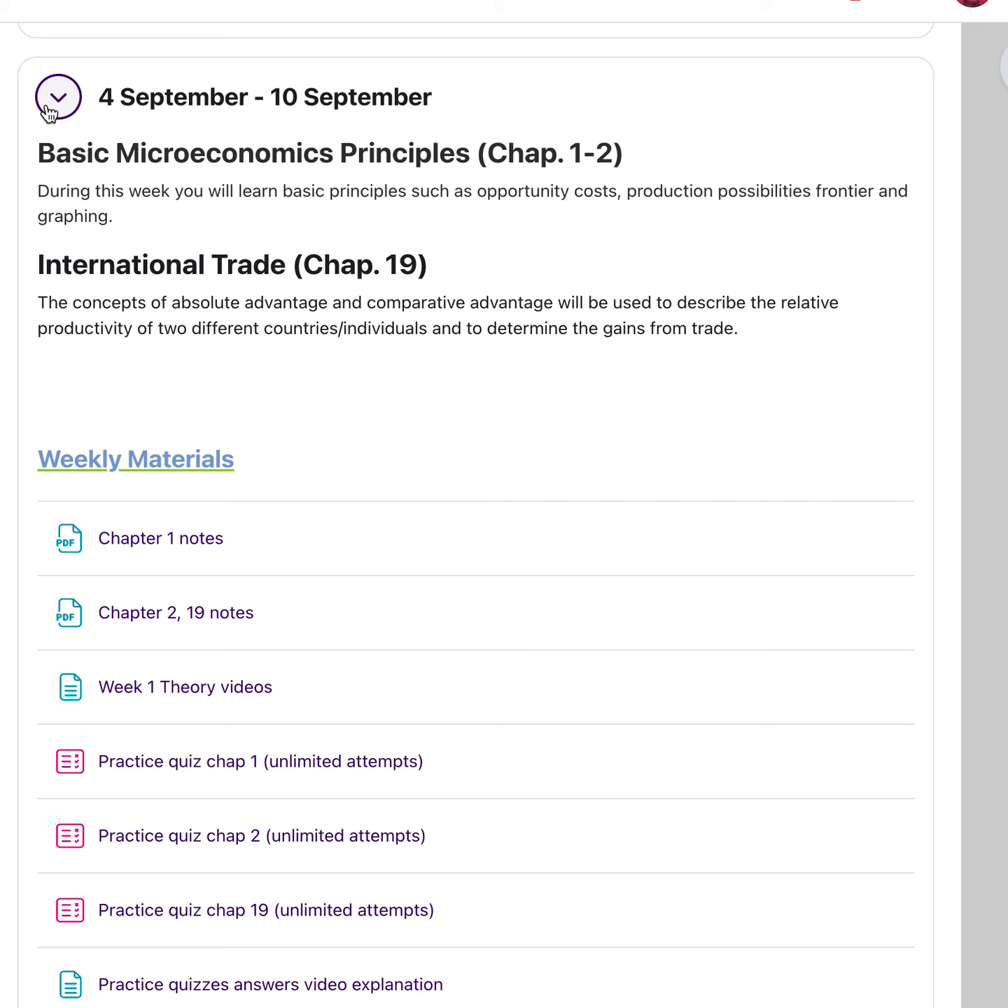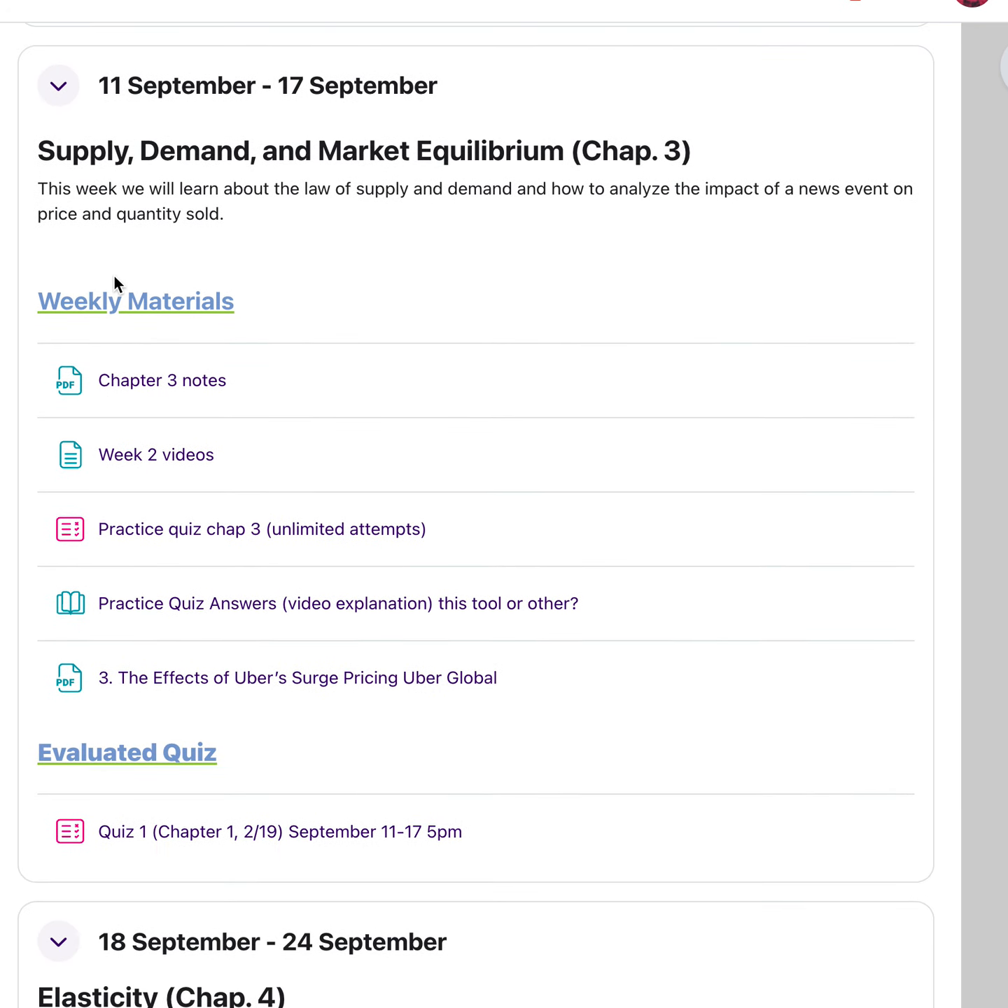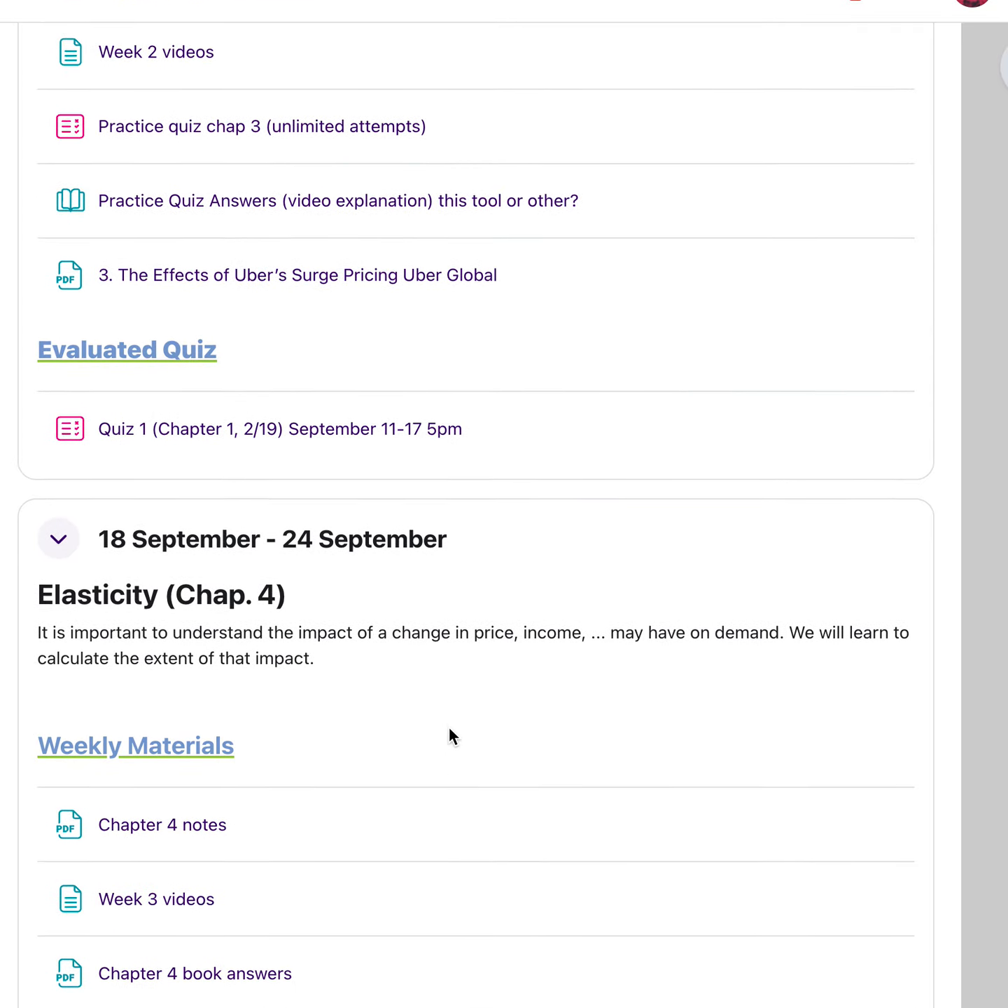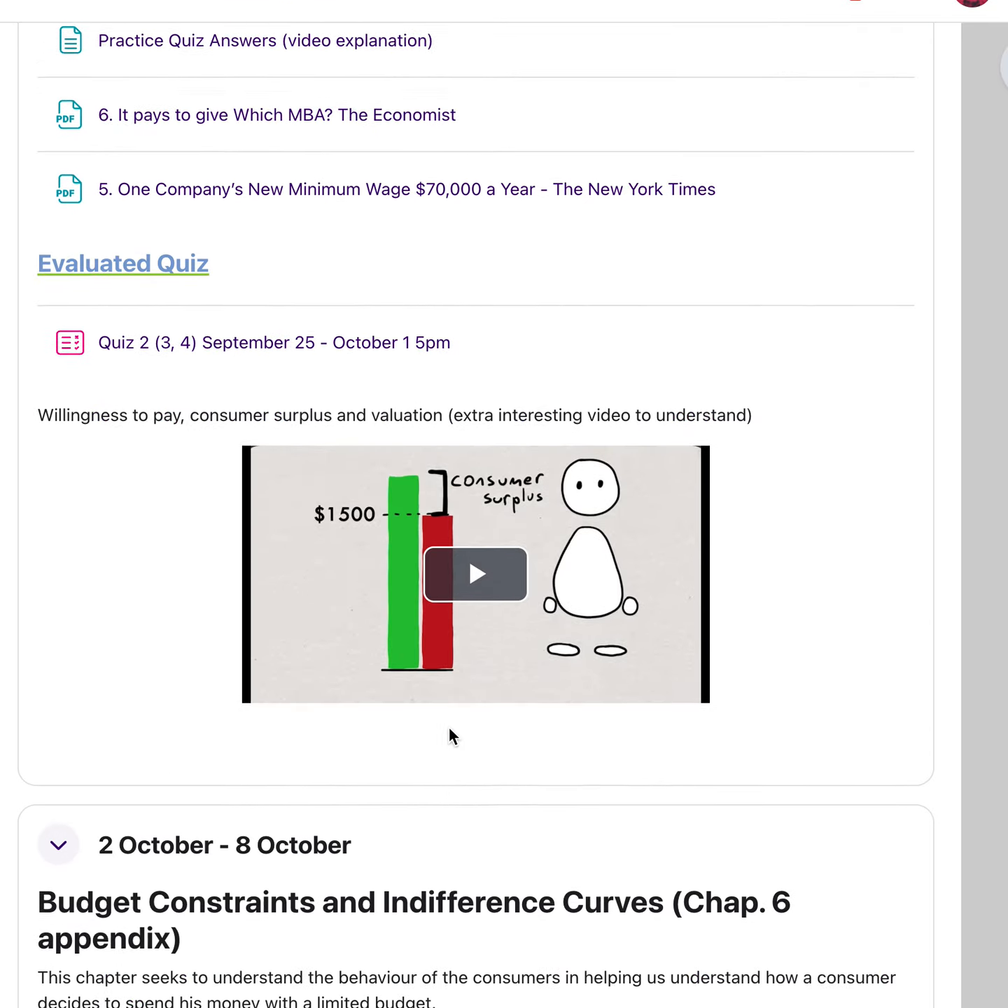So every week is collapsible. You could just close this off and then go to the next week, and it's the same pattern that repeats itself. Always the notes, then the videos relevant to that week, practice quiz answers, article, and then every second week or so you have an evaluated quiz with that time block. So you have 20 minutes when you start, and you could start anytime in that range, but it needs to be finished by 5 p.m. on the final day. So don't start at 5 p.m. minus 1 minute and expect to have 20 minutes. You have to be done by 5 p.m. Okay. Same pattern repeats itself over and over again.